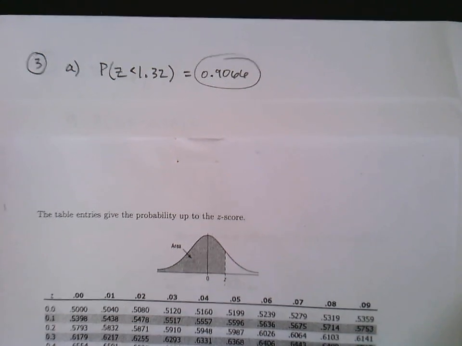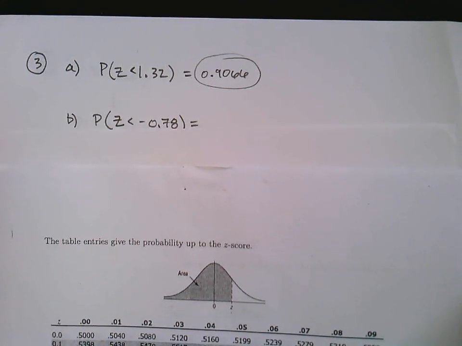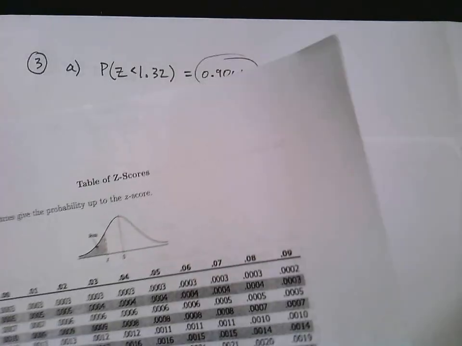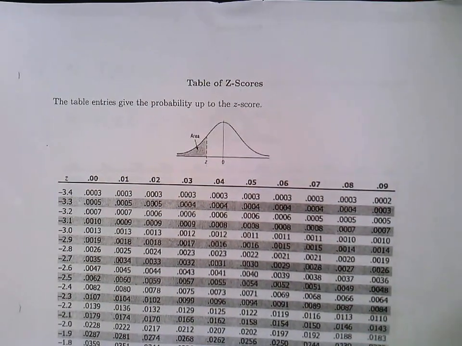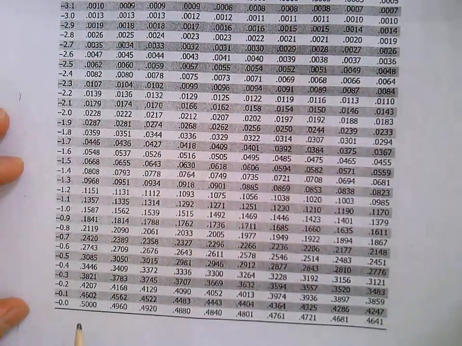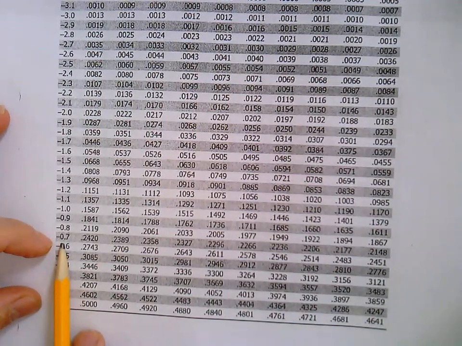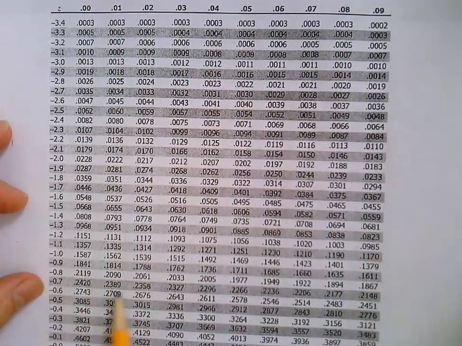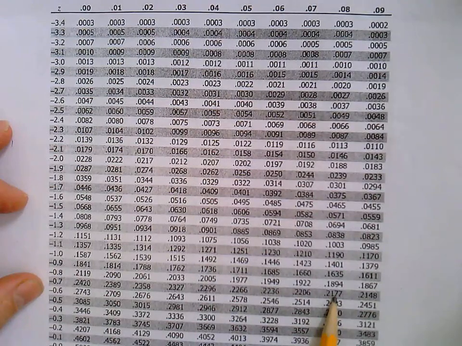Let's go to part B. Probability that capital Z is less than negative 0.78. Okay, so I'll go to my table here, but now I need the negative side. Negative 0.78. Okay, I'm going to have to go way down here since it's increasing. So I've got negative 0.7, and let's try and get it all on the screen at once. Negative 0.7 and 8 is way over here, 0.2177.